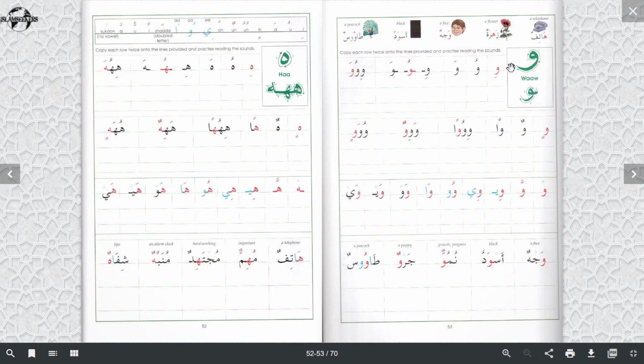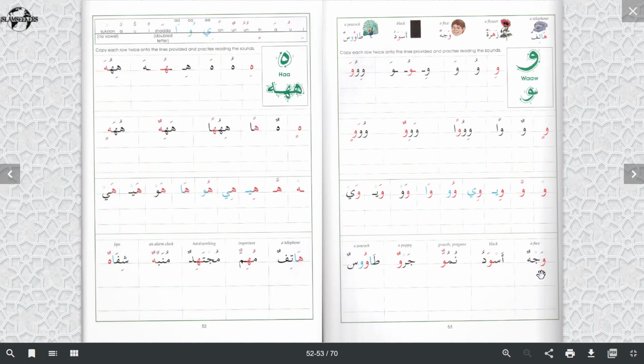Page 53. The letter wow. Line 1. Oui, wu, wa. Line 2. Win, won, won. Oui, wu, won. Wa, oui, won. Wu, wa, win. Line 3. Wu, wa, oui, wu, wa, wow, wai, wai.